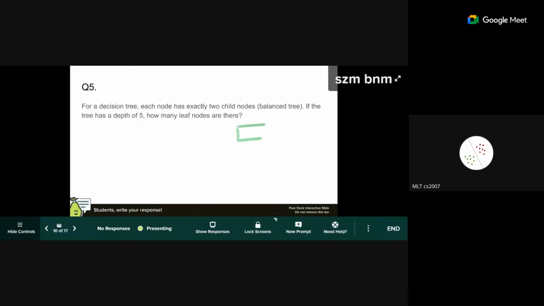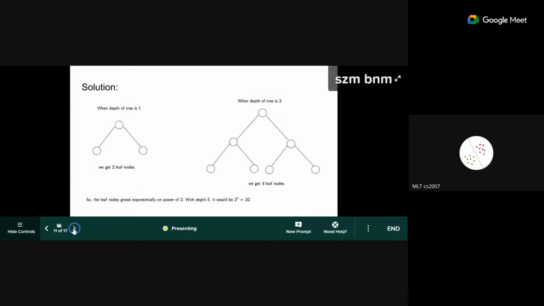I see a hand raised. Is it 2 power 5? Yes, it is 2 to the power 5, 32. So is everybody clear about it? Okay, good.